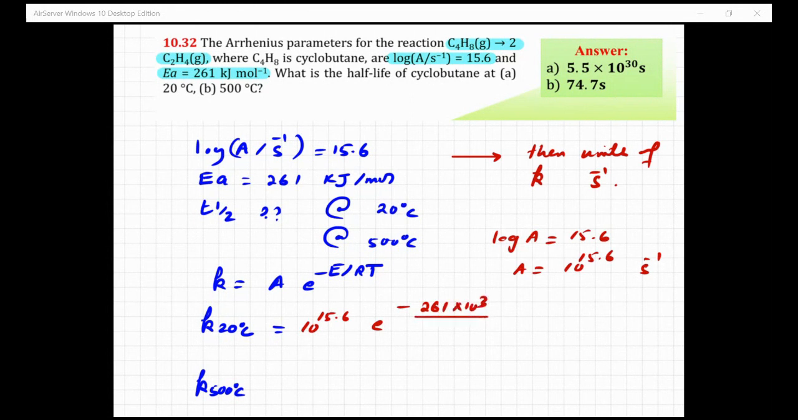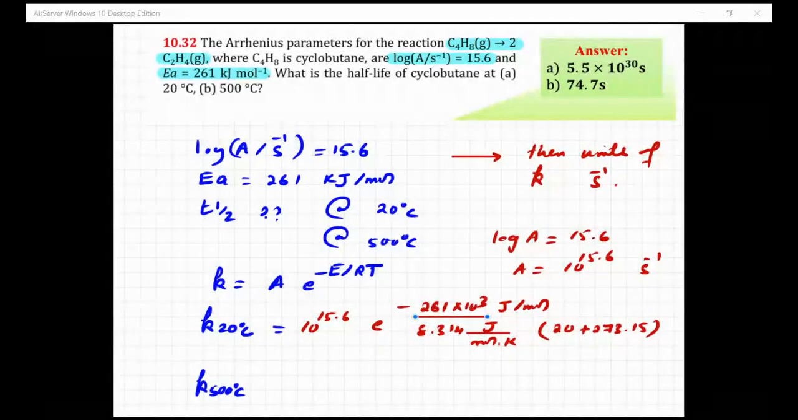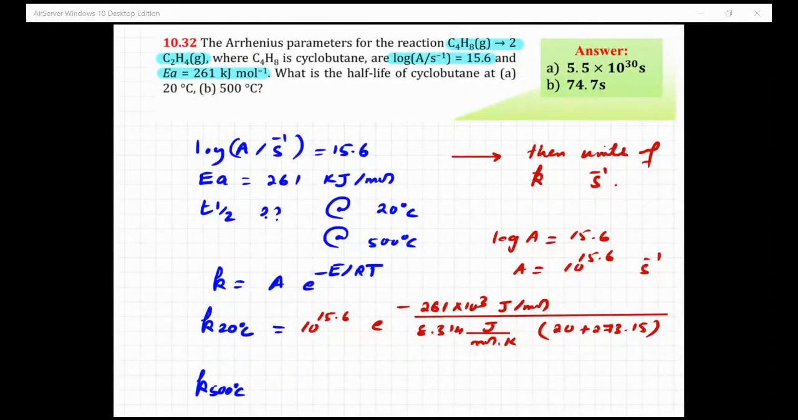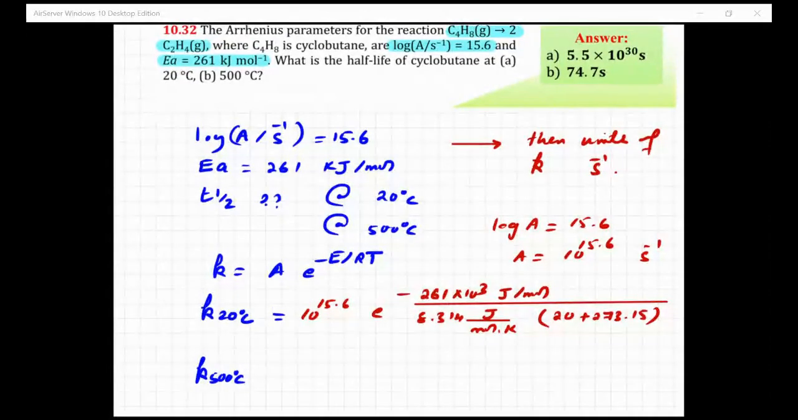E minus 261, 10 to the 3. We divide by, this should be joule per mole. You divide by 8.314 joule per mole Kelvin, and you multiply by 20 plus 273.15. Okay, so anything regarding here? My question, I'm asking you: what does it mean if K is having units of second inverse?